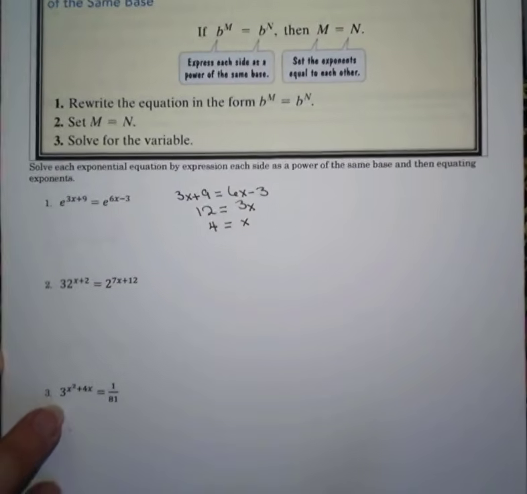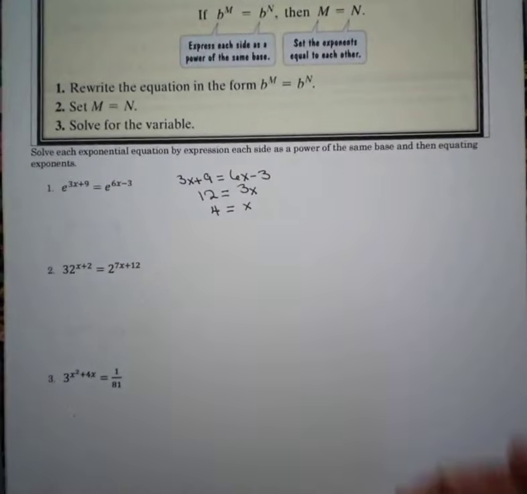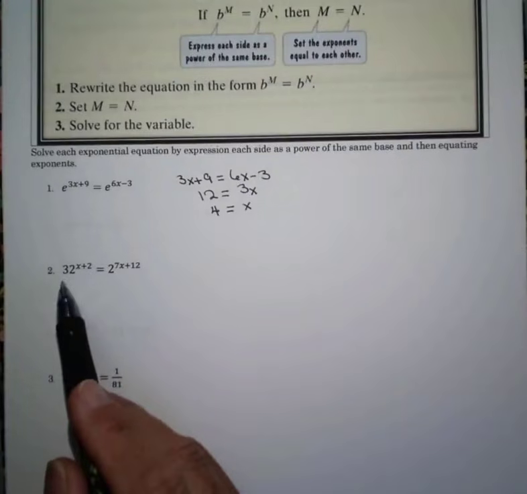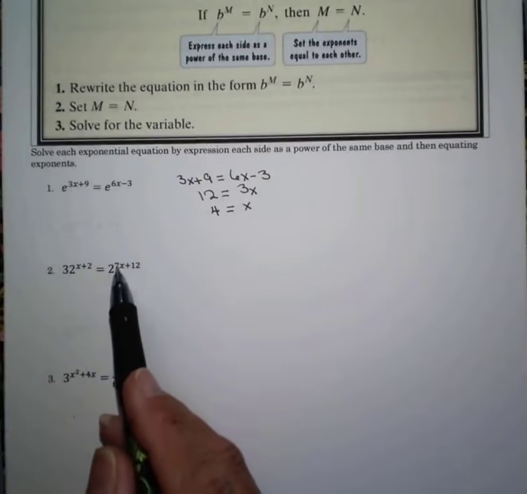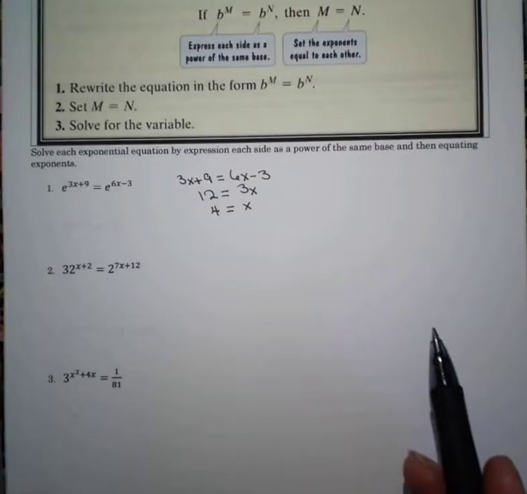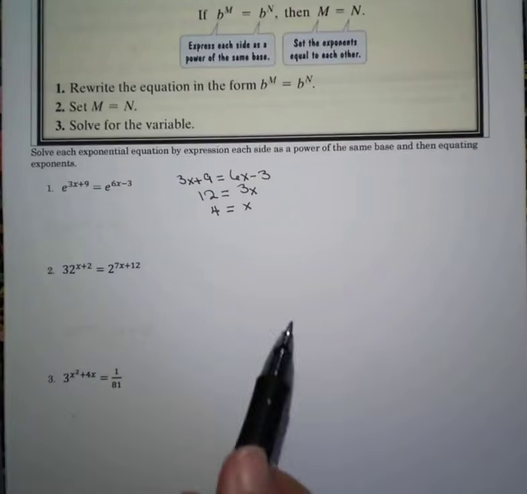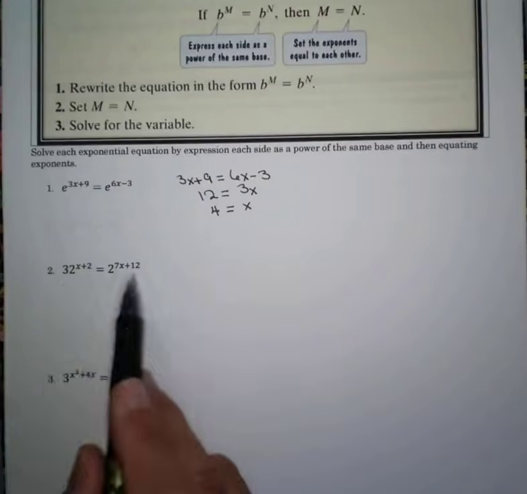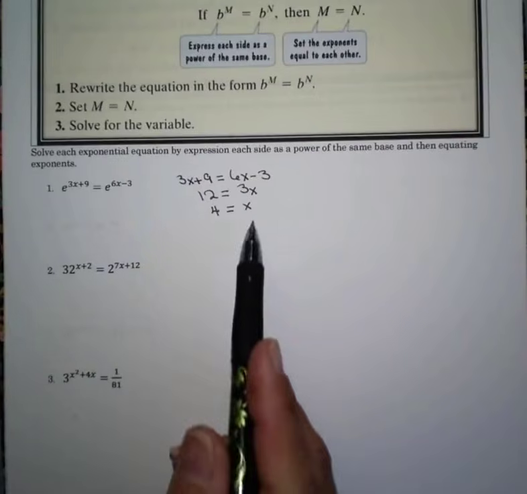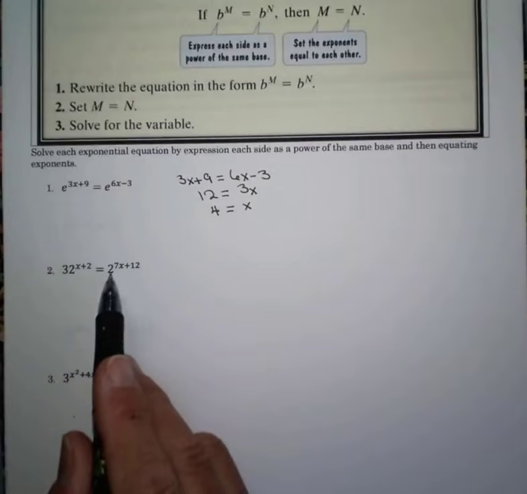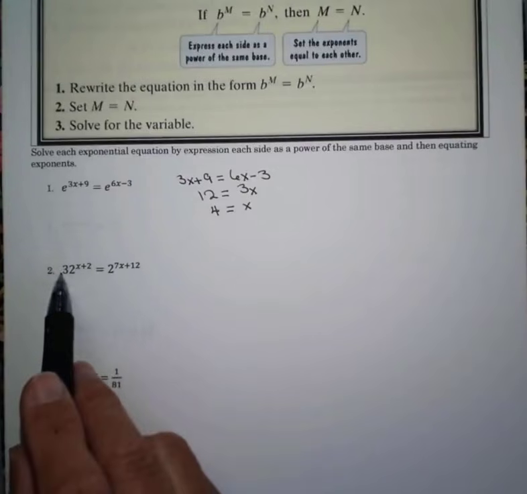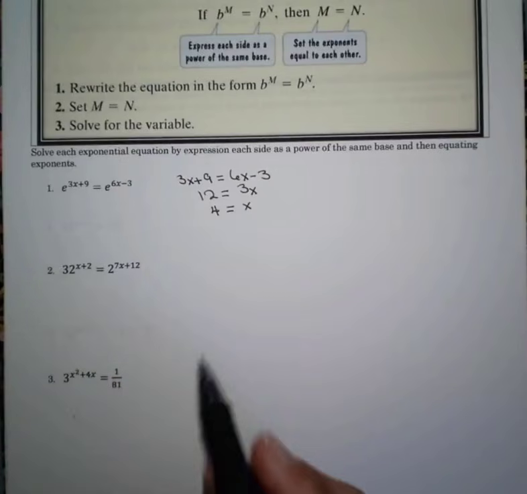Now this one gets a little more complicated. Of course, it can't all be that easy. This one is 32 raised to the power of x plus 2, and the other side is 2 raised to the power of 7x plus 12. Well, they're not the same base. But if we can get them to the same base, then we can follow this procedure, and it's a simple solution. We can't get 2 to base 32, but could we get 32 to be base 2?